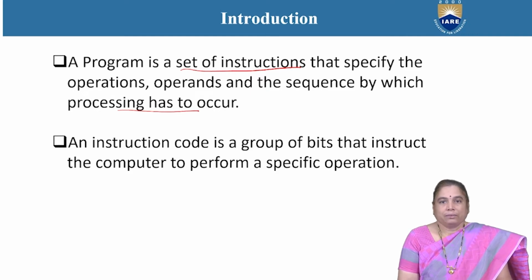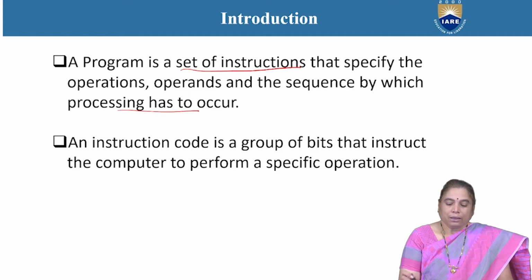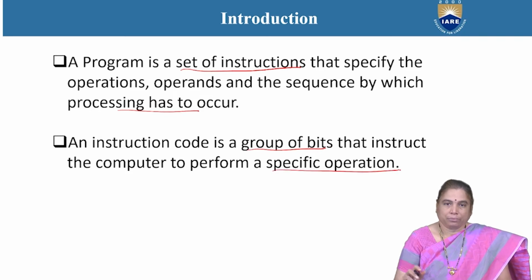Based on these instructions, the program can be executed generally in a sequence. So here the instruction can consist of the operations and operands. An instruction code is a group of bits that instruct the computer to perform a specific operation.